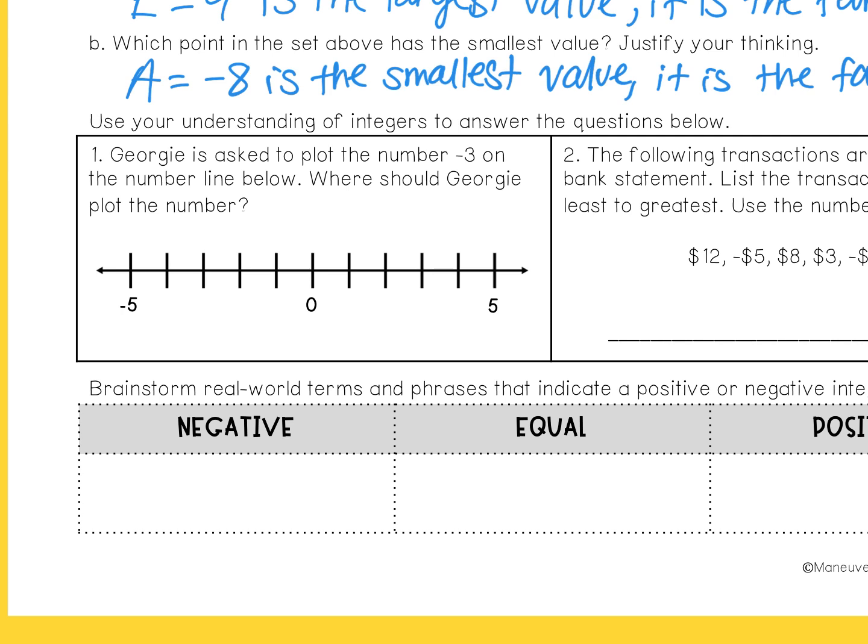So I'm just going to go ahead and fill in my number line here. Starting in my positives, going to the right, I'm going to start with +1, +2, +3, and +4. And then to the left, I'm going to go -1, -2, -3, -4, and there's my -5. If I'm going to plot -3, I'm going to take 3 jumps from 0 to the left. 1, 2, 3. There's my -3. And that would be my answer.